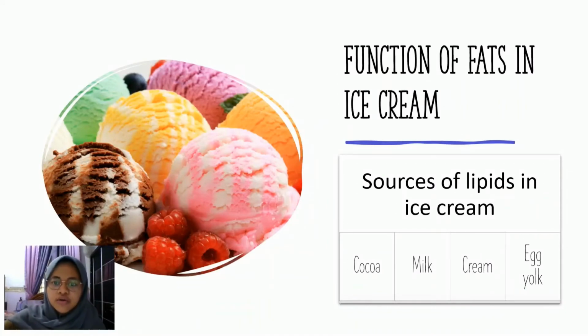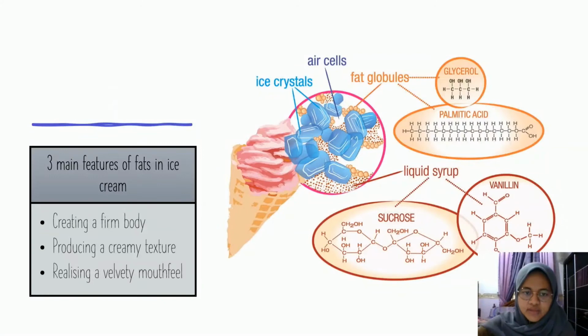Cocoa, milk, cream, and egg yolk are the sources of lipid in ice cream. There are three main features of fat in ice cream. The first is creating a firm body, the second is producing a creamy texture, and the last is realizing a velvety mouthfeel. This is because ice crystal size is a critical factor in the development of smooth and creamy ice cream.